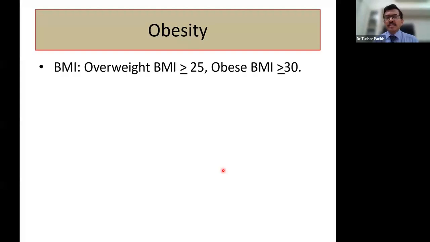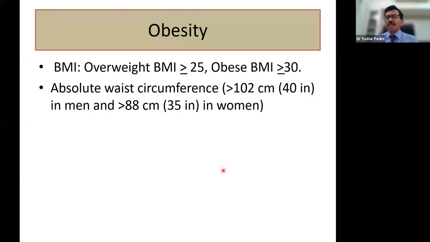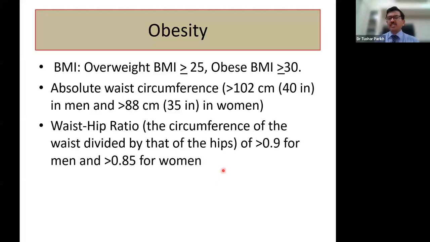Suppose somebody has a body mass index more than 25, we'll call it overweight. Somebody with more than 30 we will call obese. Or abdominal circumference: if it is more than 102 in males or more than 88 in women, we will call it obesity. Or the waist-hip ratio: if it is more than 0.9 in males, it is obese, and in women, if it is more than 0.85, then we'll call them obese.